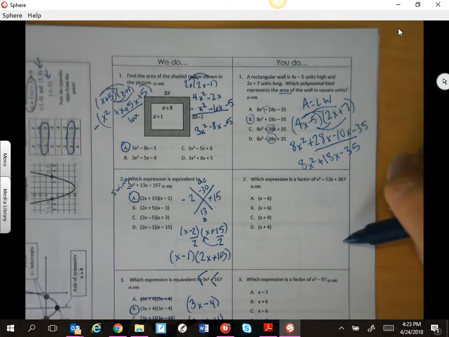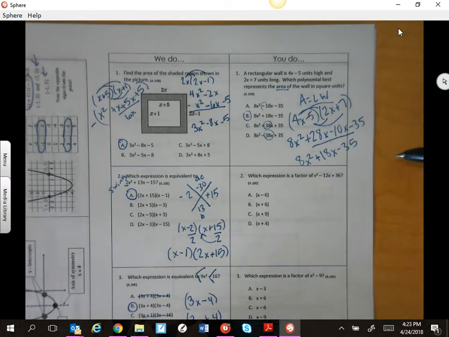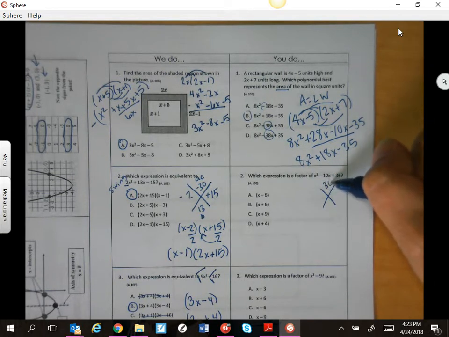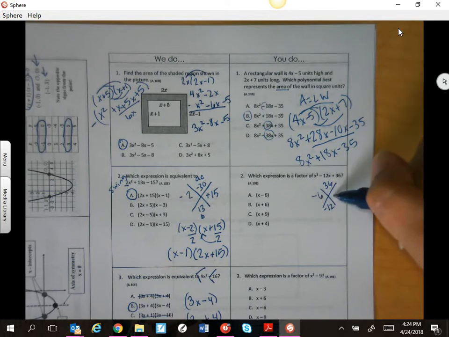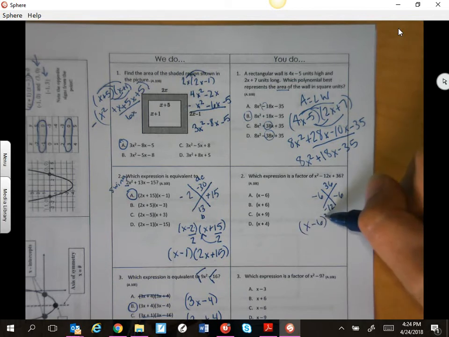Which expression is a factor of x squared minus 12x plus 36? This is again one of those on your formula chart. You can do a cross puzzle here if you prefer. Remember, cross puzzle works every single time. So the sign in the middle is negative, and this is a positive. Since C is positive, they're going to be the same. It's going to be negative 6 and negative 6. So we can write x minus 6 quantity squared, which is A.